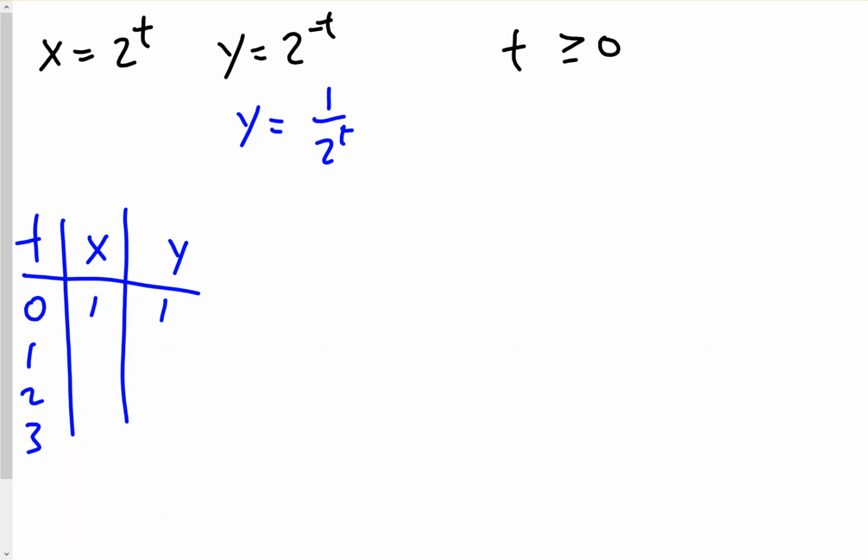And then for t is 1, 2 to the first power is 2. And then 1 over 2 to the first power, that would be 1/2. And then for 2, 2 to the second power is 4. 1 over 2 to the second power will be 1/4. 3, 2 to the third is 8. And then 1 over 2 to the third is 1/8.